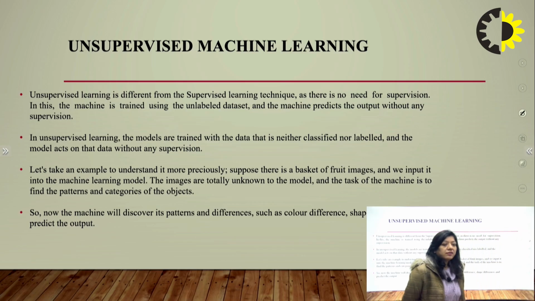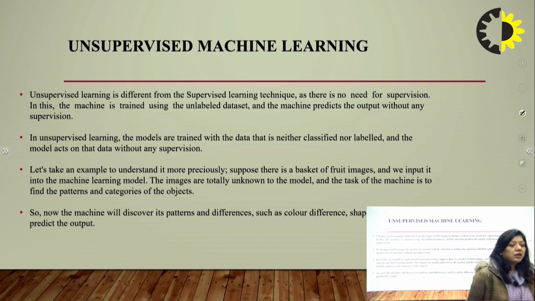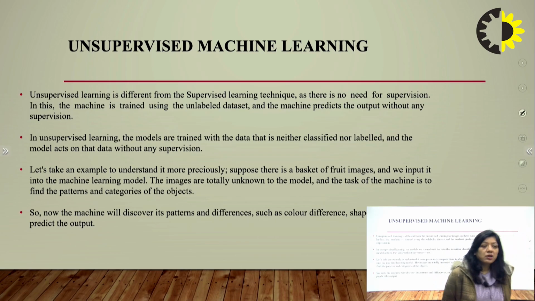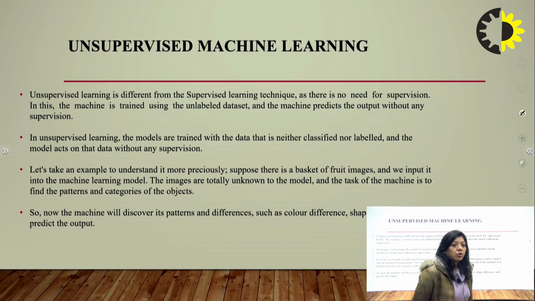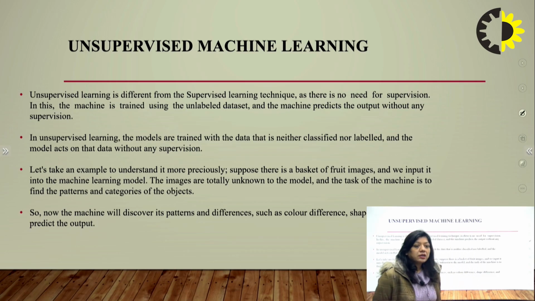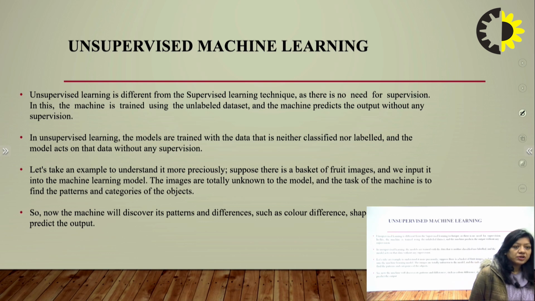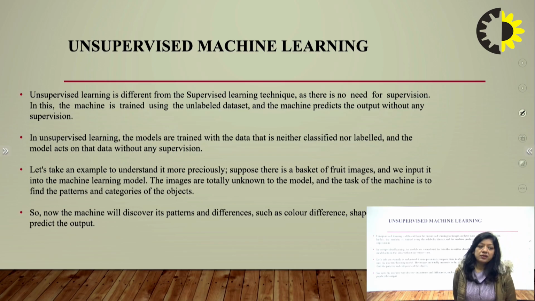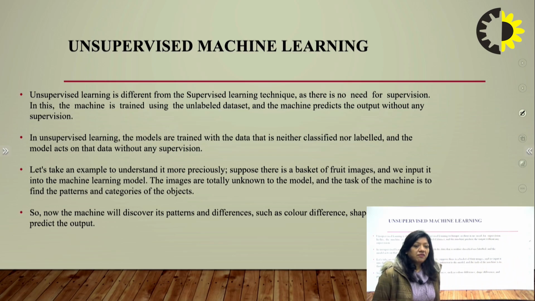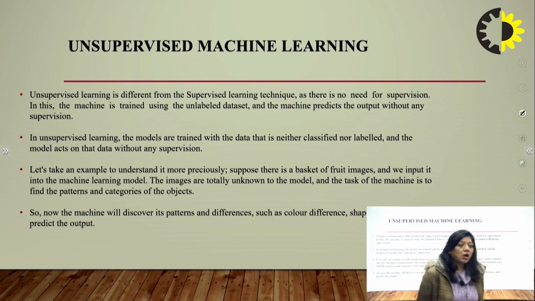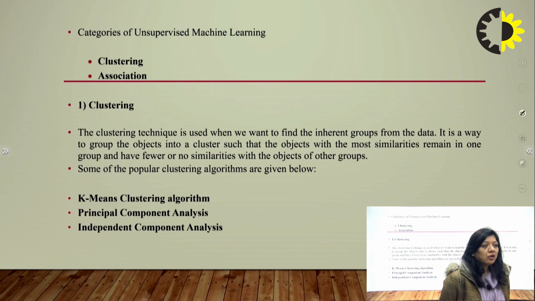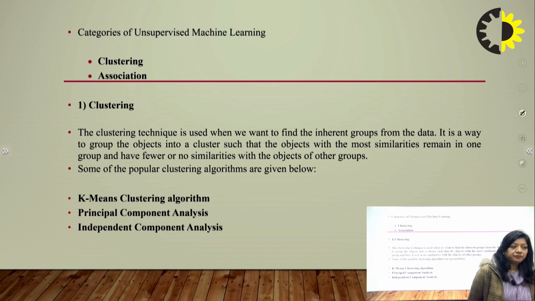Let's take an example to understand it more precisely. Suppose there is a basket of fruit images and we input it into the machine learning model. The images are totally unknown to the model, and the task of the machine is to find the pattern and categories of the objects. So now the machine will discover its patterns and differences, such as color difference and shape difference, and predict the output. The categories of unsupervised machine learning are clustering and association.